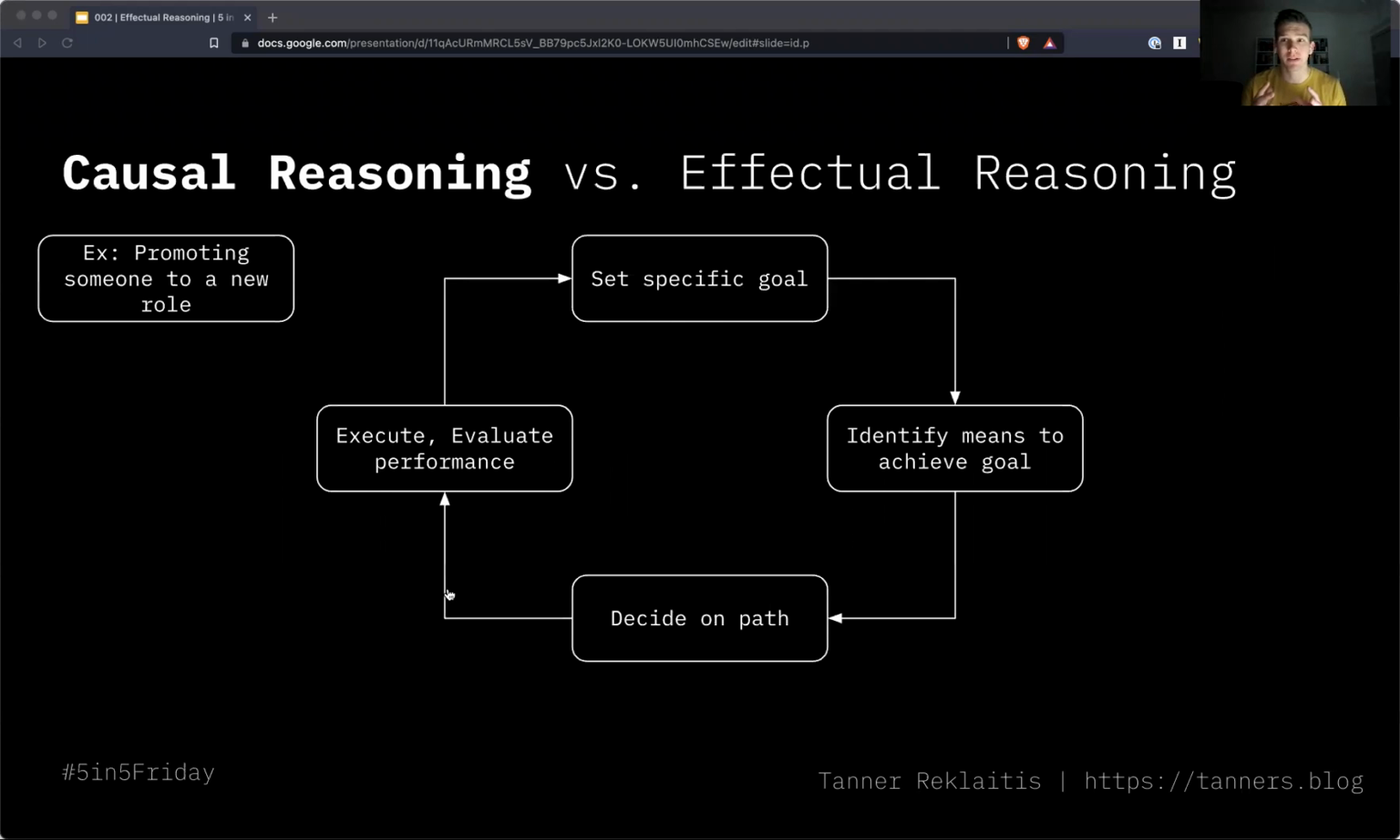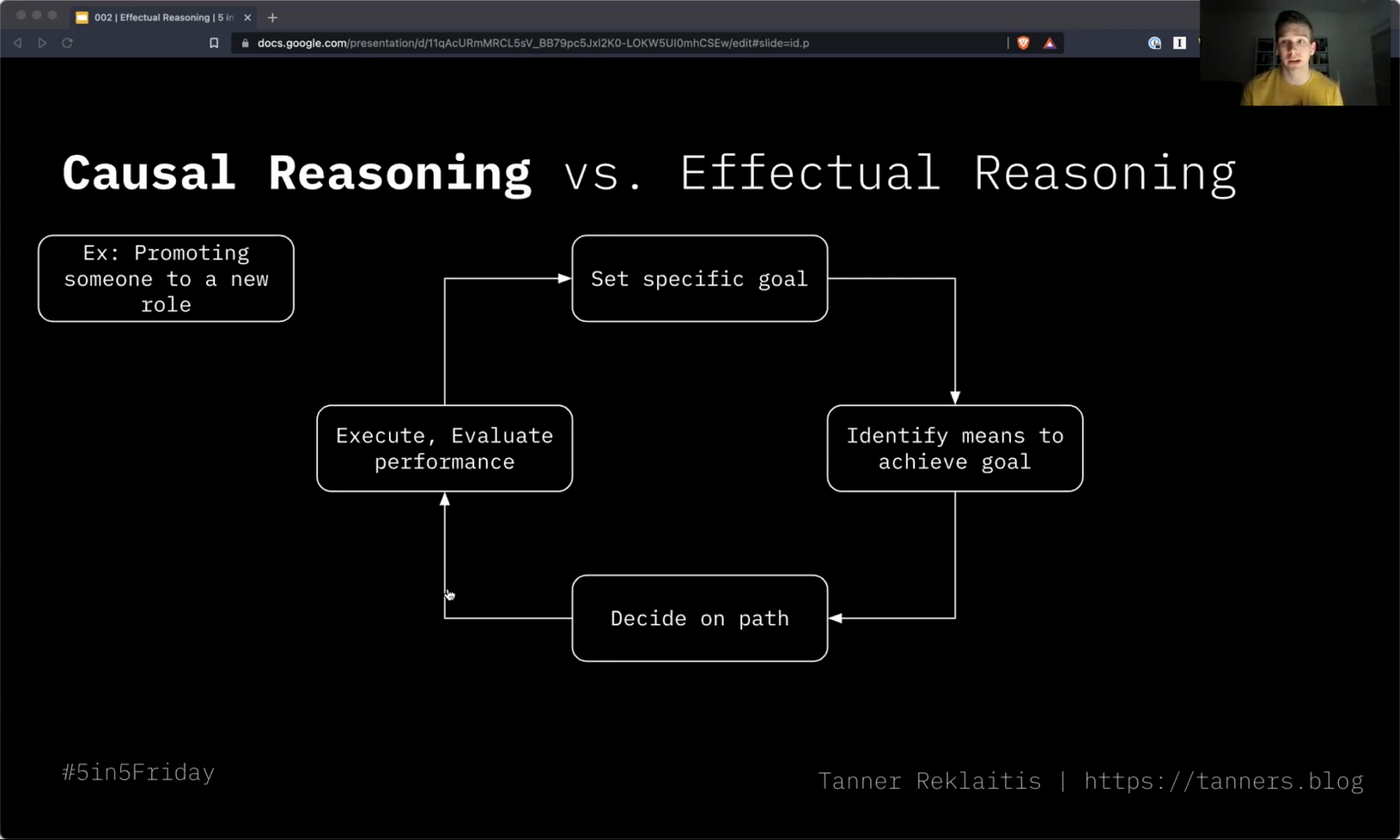So, if we're going to talk about effectual reasoning, we first need to talk about causal reasoning, which is its opposite. So, for this example, we're going to talk about promoting someone to a new role inside of a company. So causal reasoning is this idea that you have a predetermined goal and then a given set of means. And it's just your job to identify the best, so the fastest, the cheapest, the most efficient alternative or route to achieve that given goal.